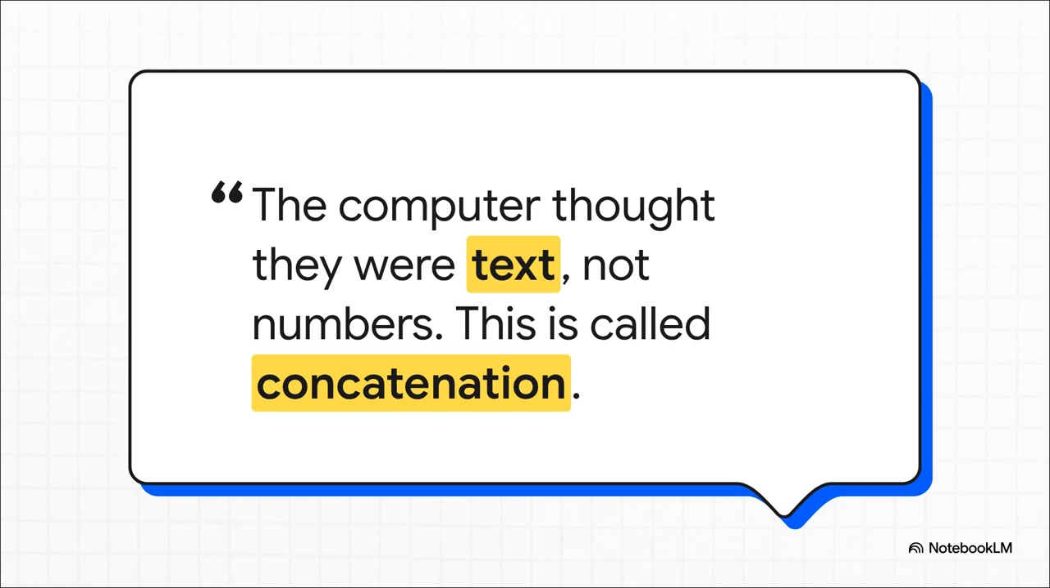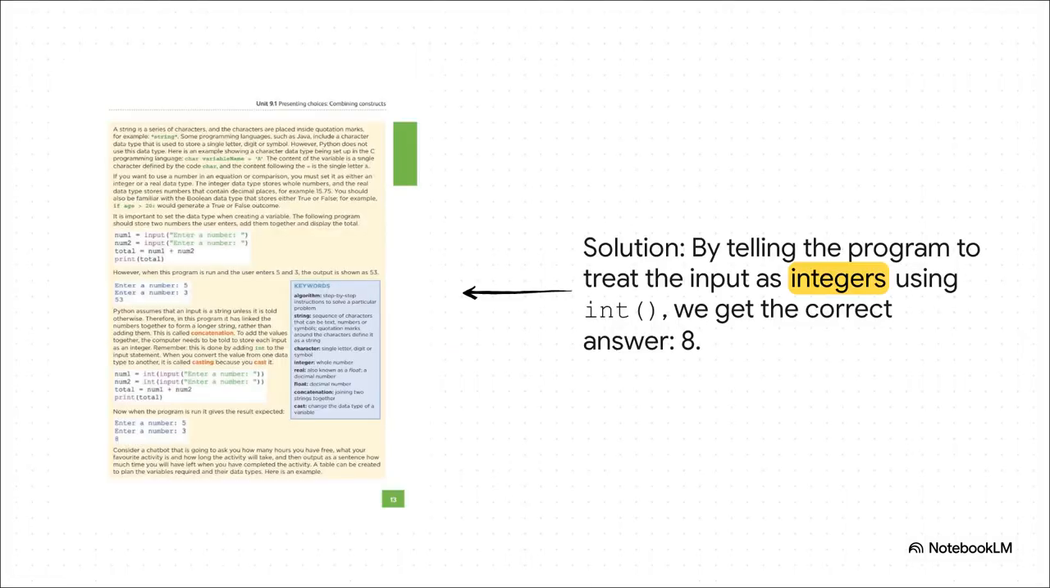By default, the program didn't see the numbers 5 and 3. It saw the text characters 5 and 3. So instead of adding them like numbers, it just smushed them together. That's a process called concatenation. It literally just joined the text. And the fix? Oh, it's so simple. We just add one little command, int, to our code.